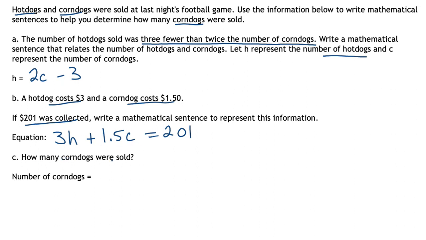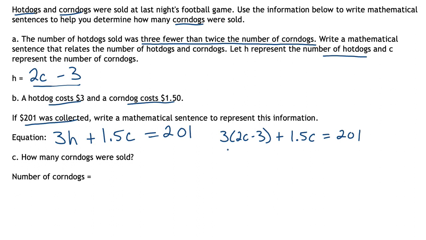Now, how many corn dogs were sold? Okay, so we want to figure out C. Well, this first equation is set up perfect for substitution. H is already isolated. So let's substitute 2C minus 3 in for H over here, and let's see what happens. So we have 3 times 2C minus 3. That's my H, right? It just replaced it. Plus 1.5C equals 201.